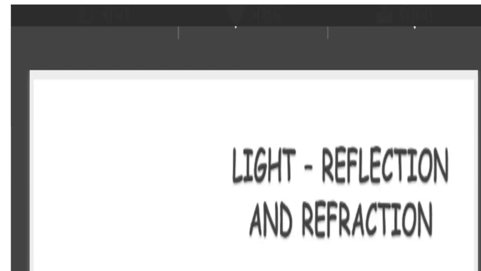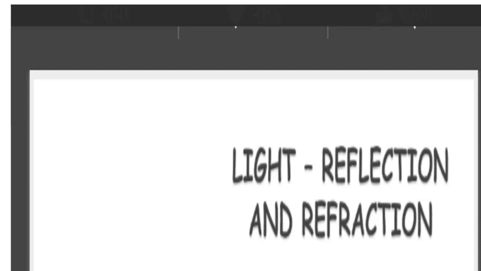So we can give a definition for light: light is a form of energy that produces the sense of sight for us. What is the definition for light? Light is a form of energy that produces a sensation of sight for us.